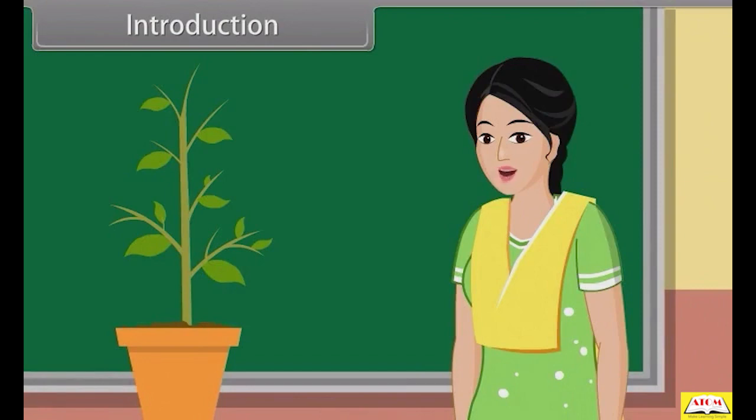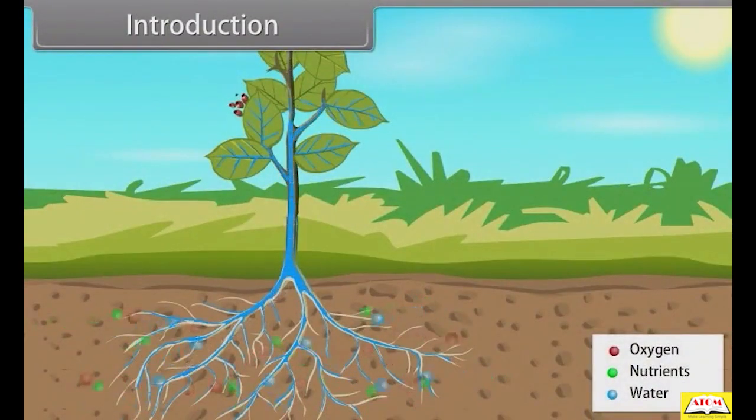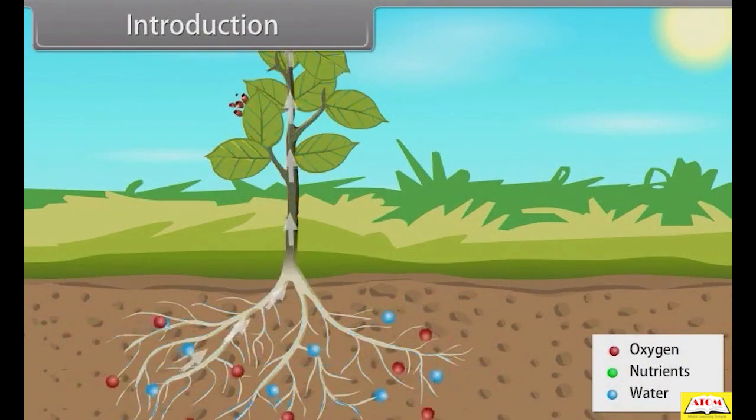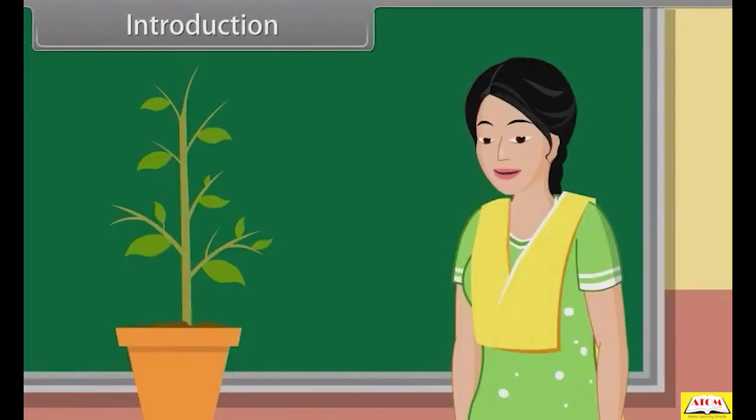The growth of a plant can be measured by considering various factors such as nutrients availability, water availability, oxygen, etc. One more thing I would like to tell you that there are 5 plant growth regulators. They are auxins, gibberellins, cytokinins, ethylene and abscisic acid. Okay, now it's time to learn about plant growth and development.